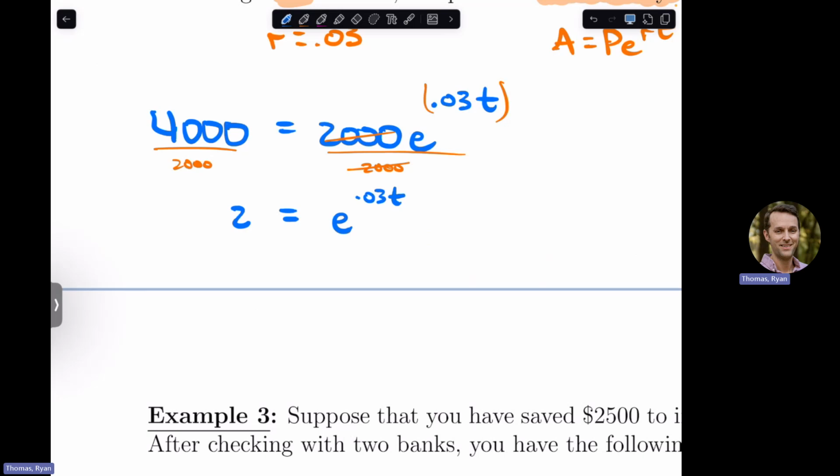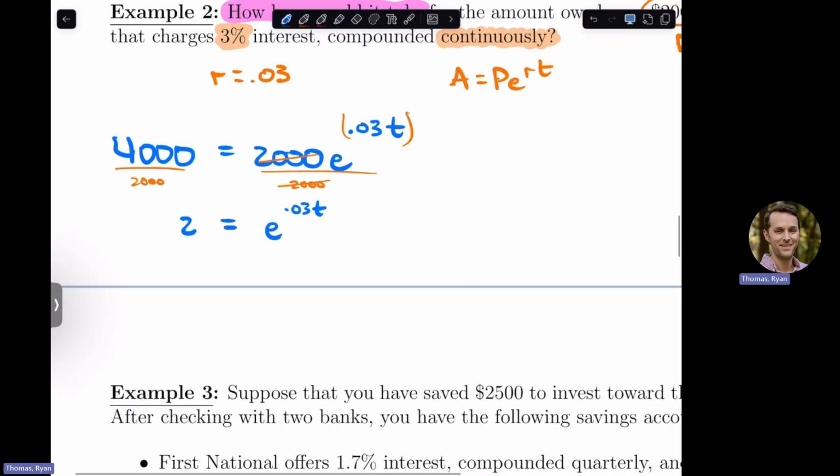Okay, now what? Turn it into a log. What would that look like if we turned it into a log? So natural log of 2 is 0.03t. And then to get t, divide. Okay, so give me t to, I don't know, 2 decimal places maybe. I don't think I said in the question, did I? No, I said how long would it take?